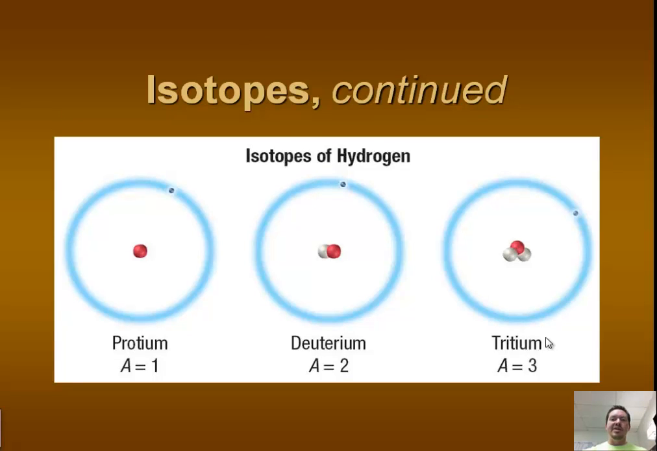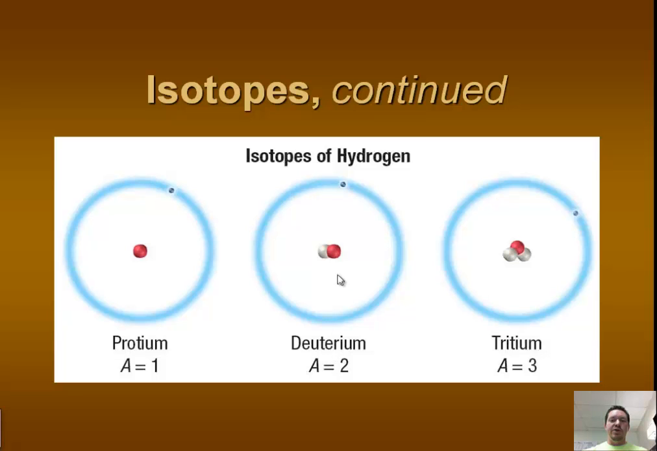So here are 3 isotopes of hydrogen. We've got what we call hydrogen 1, hydrogen 2, hydrogen 3. These have specific names: protium, deuterium, tritium, and this just tells us how many particles are within the nucleus. Protium, or hydrogen 1, has a single proton in the nucleus and 1 electron outside.